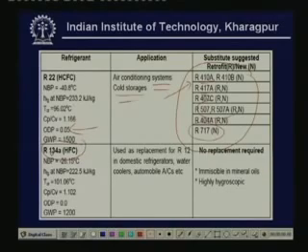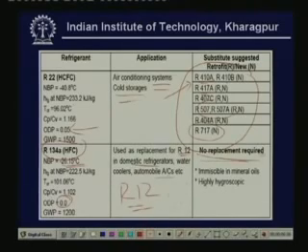This is a hydrofluorocarbon. Its properties are almost closest to R12. It has a normal boiling point of minus 26.15 degrees centigrade. Its latent heat of vaporization is good. Critical temperature, etc., are also shown here, and it is used mainly as a replacement for R12 in domestic refrigerators, water coolers, automobile air conditioning systems, etc. No replacement is required as yet because its ODP value is 0.